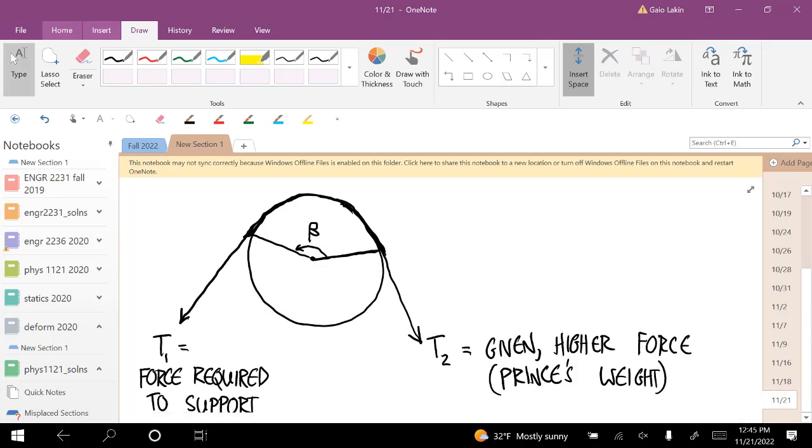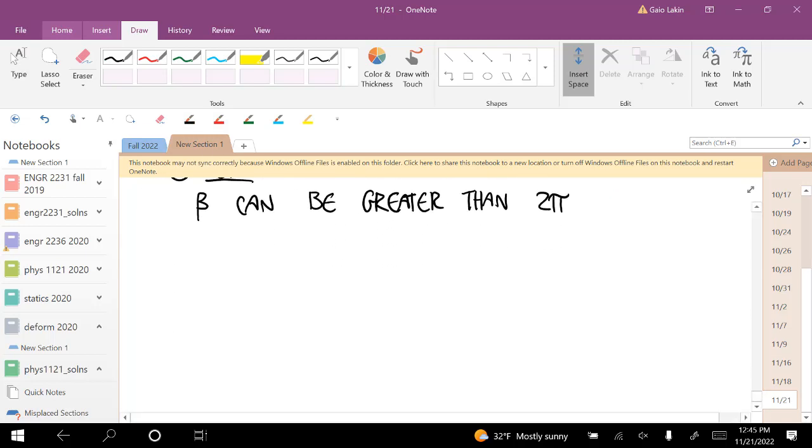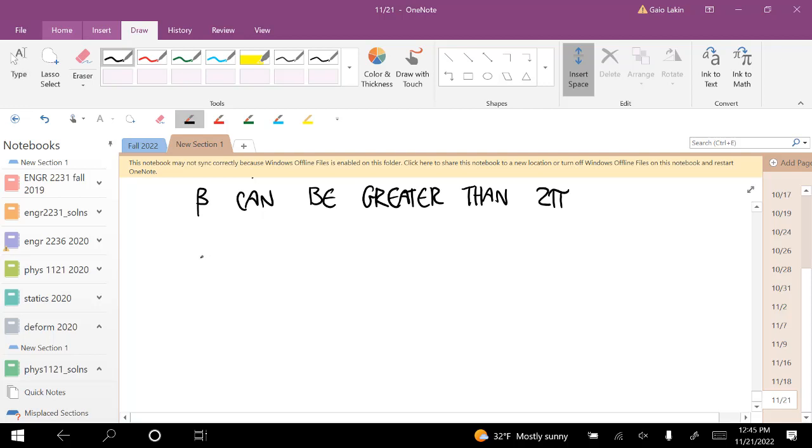And make a note here to yourself, beta has to be in radians. You don't have to change your calculator to radians because we're not doing any trig functions with it. But just for representing that angle, you have to represent it in radians.